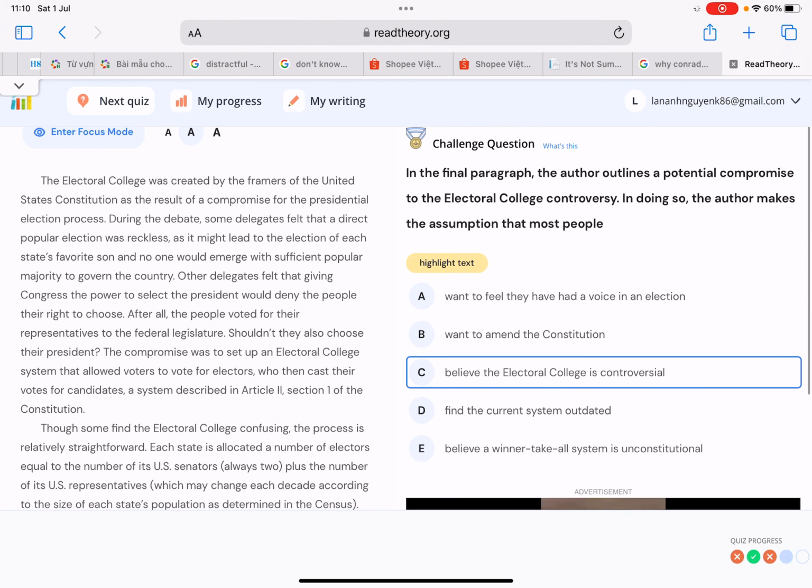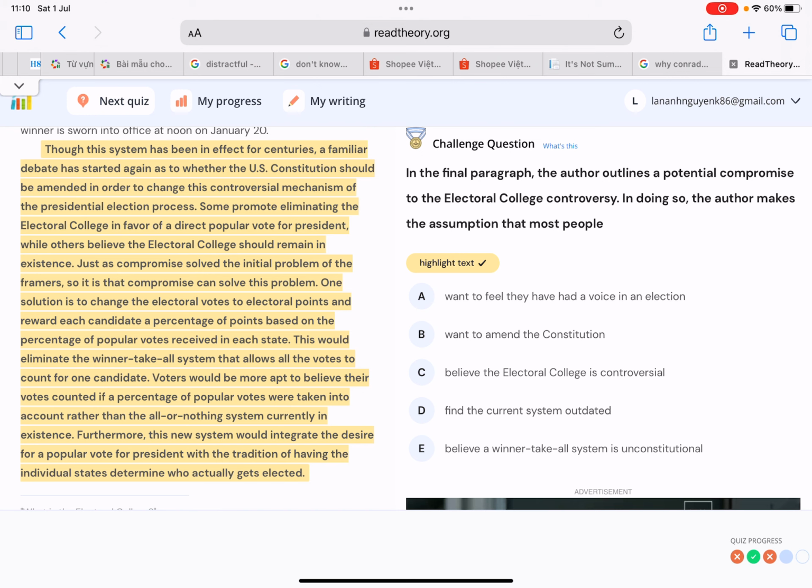In the final paragraph, the author outlines a potential compromise to the Electoral College controversy. In doing so, the author makes the assumption that most people... Yeah, A.